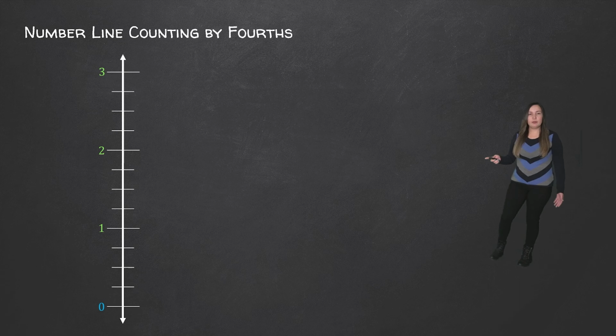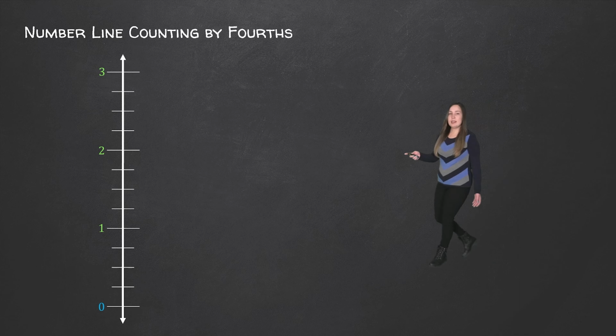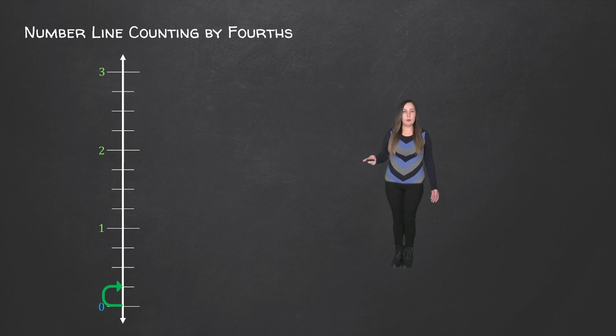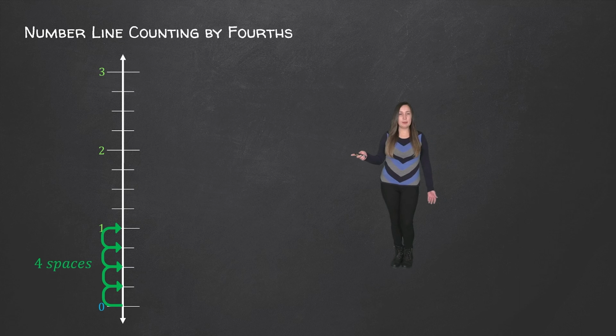So here we have a vertical number line. And notice that for our vertical number line, we also have 4 spaces in between each whole number. So that means that our number line is counting up by fourths. The only difference here is that it's vertical.